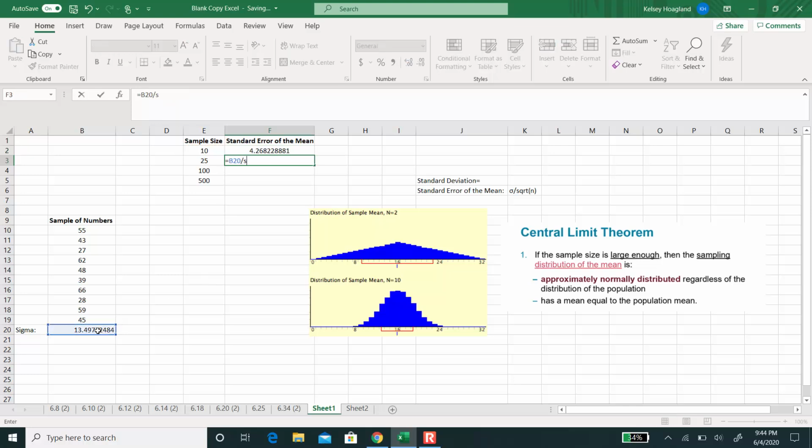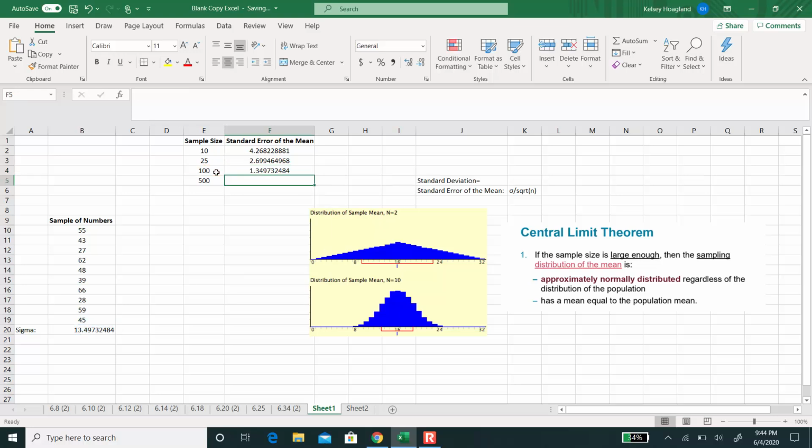Take sigma divided by the square root of your sample size, and you get 2.69. Now we'll do it again but with 100, and we get 1.34. And now we'll do it again one last time with 500. So take sigma and divide it by the square root, SQRT, of your sample size 500.